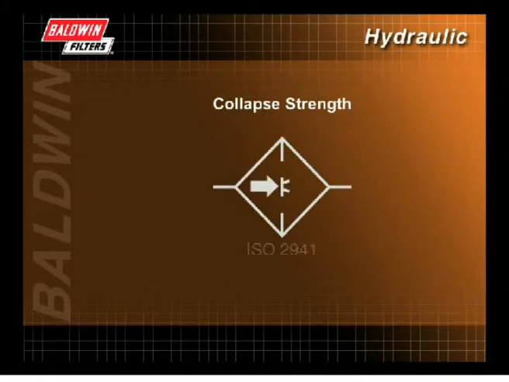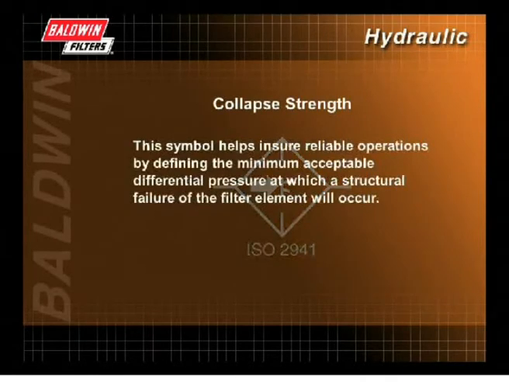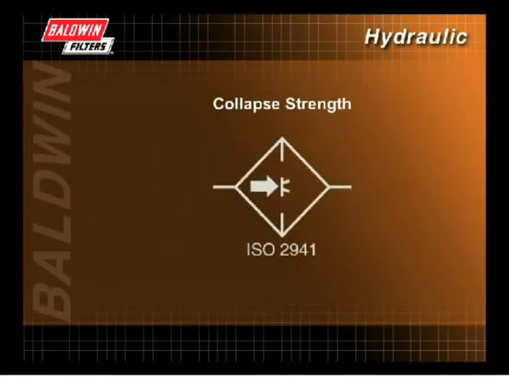Collapse strength is determined by the ISO 2941 test. This symbol helps ensure reliable operations by defining the minimum acceptable differential pressure at which a structural failure of the filter element will occur. When a filter begins to plug with dirt or during cold starts, the pressure difference between the inlet, the dirty fluid side, is greater than the outlet, the clean fluid side. This can cause the filter to collapse, which in turn causes unfiltered fluid and damaged filter components to be routed back into the system. In this example, the minimum pressure required to collapse the filter is 1,380 kilopascals.